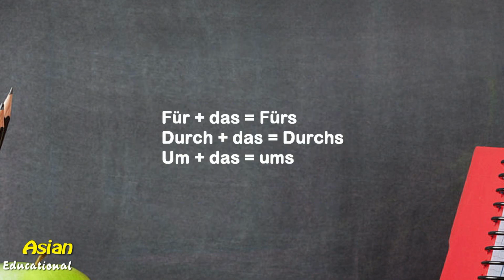At last, let us see it again. Für plus das equals fürs. Durch plus das, that is equal to durchs. And um plus das, that is equal to ums. So these are the short forms of für plus das, durch plus das, and um plus das.